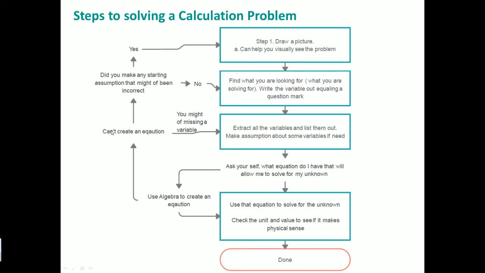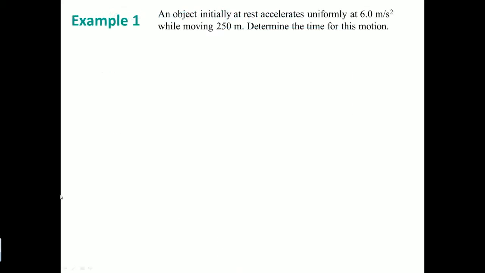If not, see if you can create an equation. If you can't create an equation, you might have missed a variable, or you might have to go back and look at if you made any bad assumptions at the start. This is the basic flowchart of any calculation problem. We're going to see how this works in our first example.